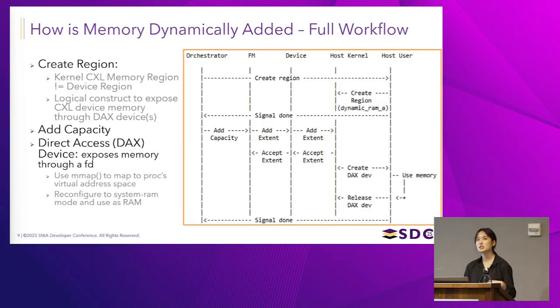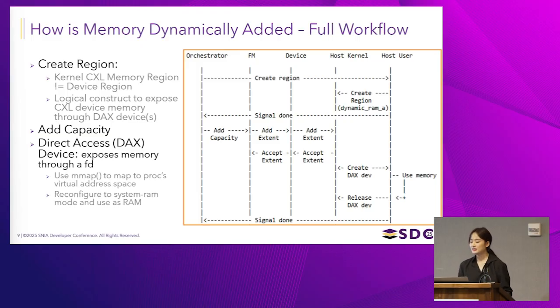But it is not necessarily fully backed by extents, meaning that this is a sparse region. For example, you can create a 10 gigabyte region, but maybe you only add 5 gigabytes worth of extents, which makes it a sparse region because half of it is not actually backed by the device. And the kernel driver is the one that keeps track of how much is actually backed by the device.